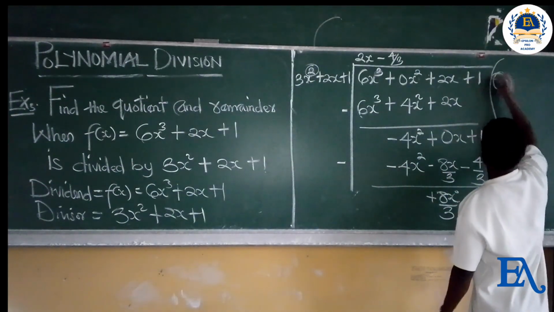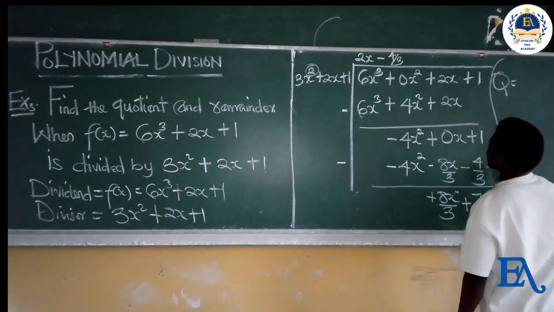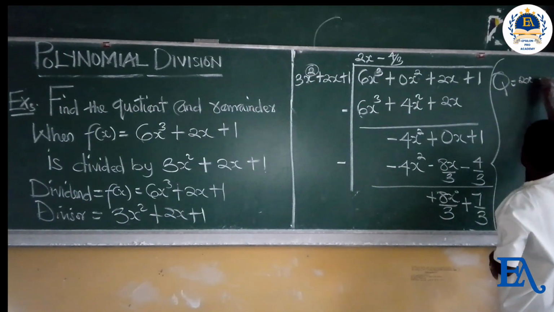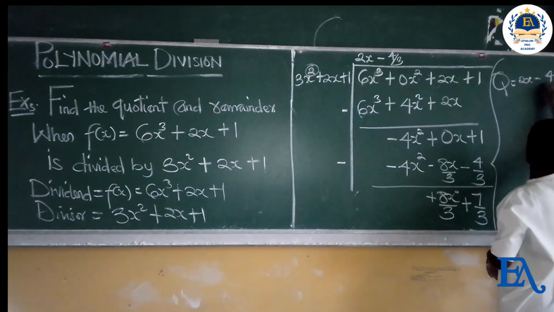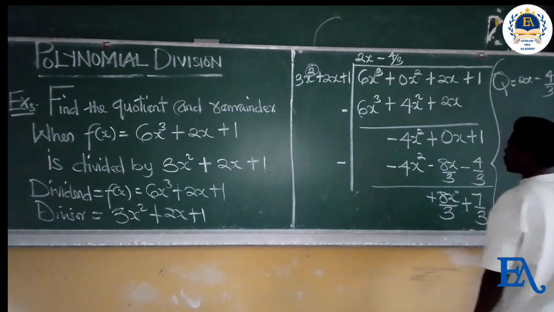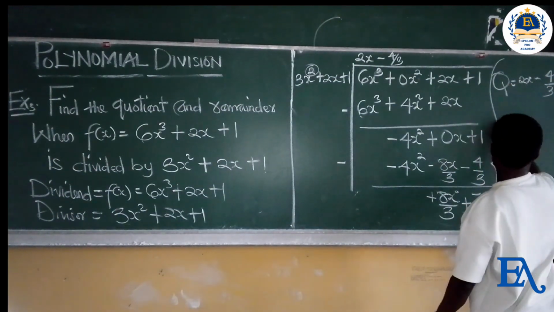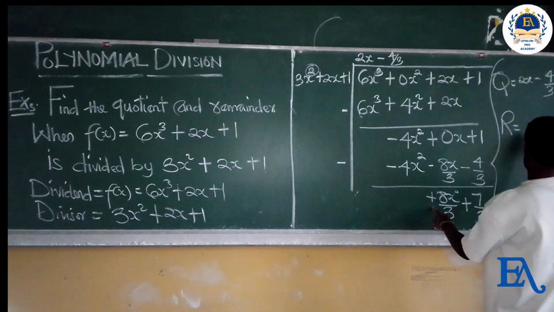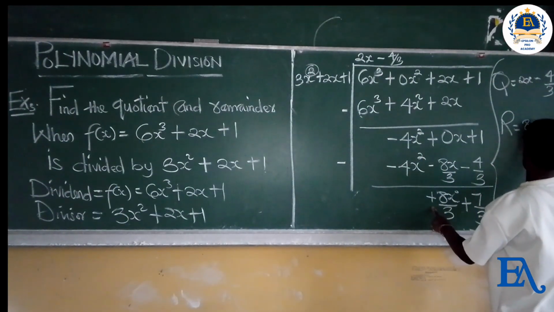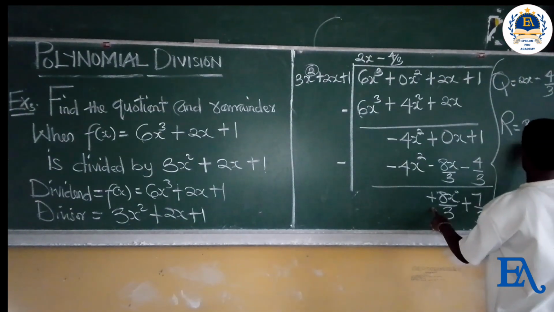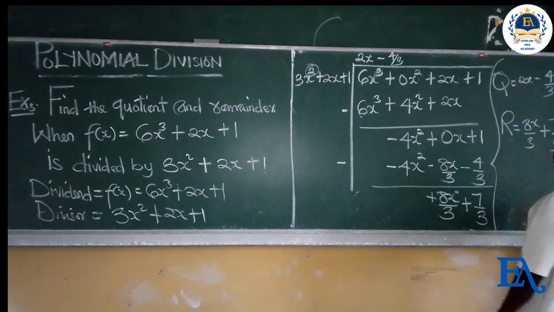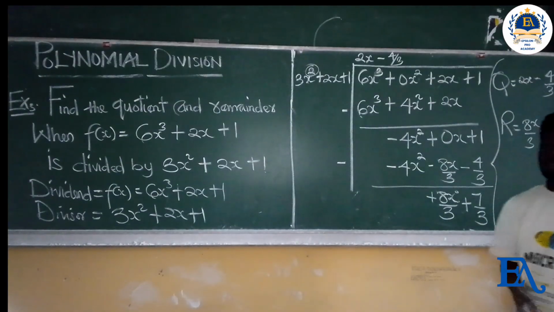So the quotient, let's call it Q, is equal to 2x minus 4 over 3, and the remainder, let's call it R, is equal to 8x over 3 plus 7 over 3. That is the final result.